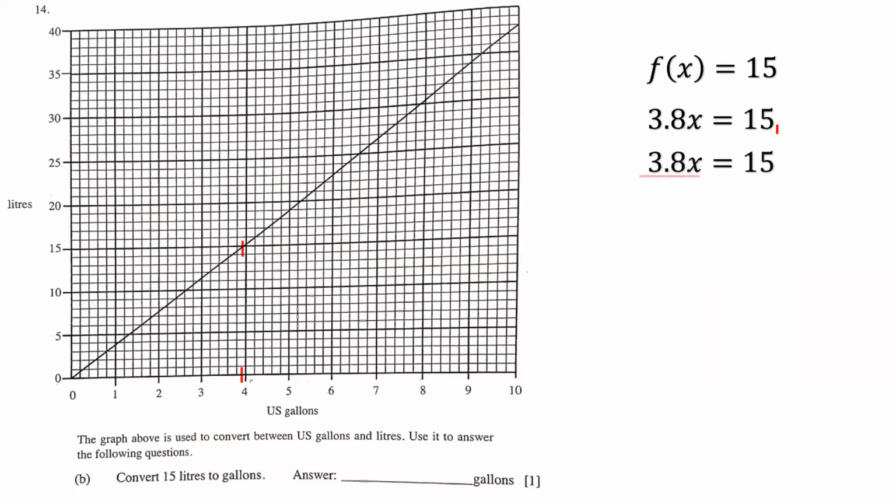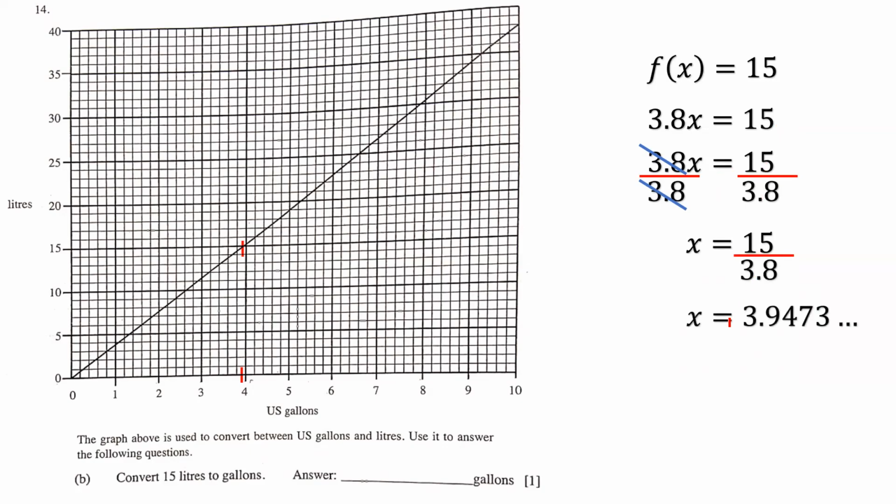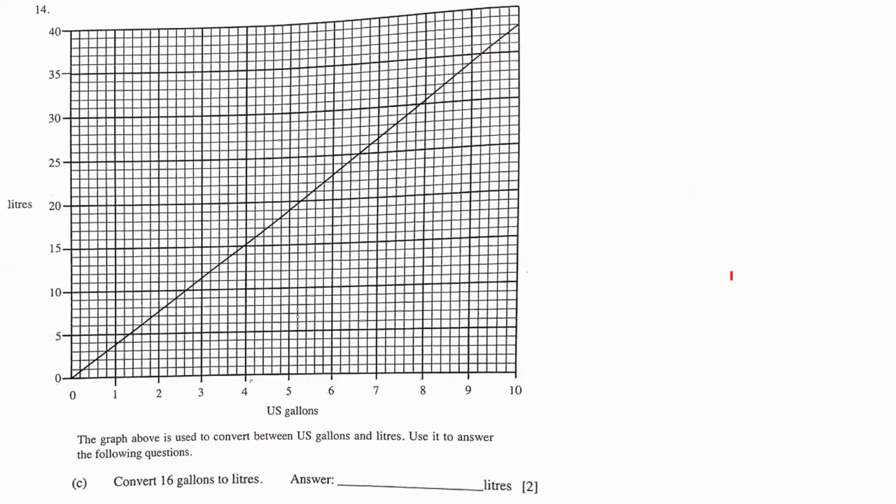Divide both sides by 3.8, and we cancel. So x is going to be equal to 15 divided by 3.8. And what is 15 divided by 3.8? It is 3.9473 and continuing. So if we consider it to 1 decimal place, it is 3.9 gallons. Just by looking at the graph, you can give a good approximation that is 3.9, but you could use this to verify that it is 3.9. Okay, now here we want to convert 16 gallons to liters.